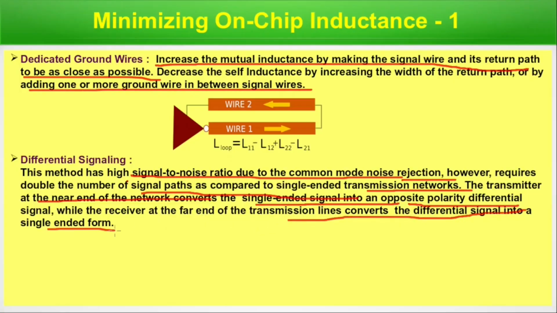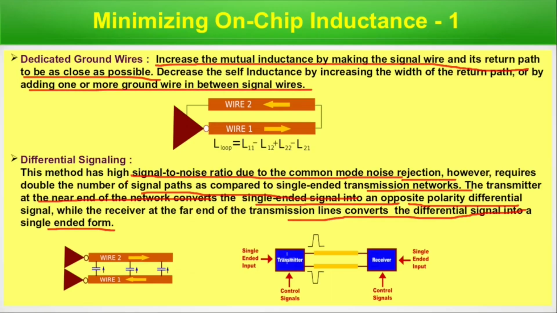So first, this is the single-ended input. When the transmitter gets it, it transmits the original one and a polarity-changed version, transmitting both. That's why it requires double the number of signal paths. And at the receiver, it again converts it and makes it a single-ended input, although it has the benefit of a high signal to noise ratio. Now let's move to the next slide.